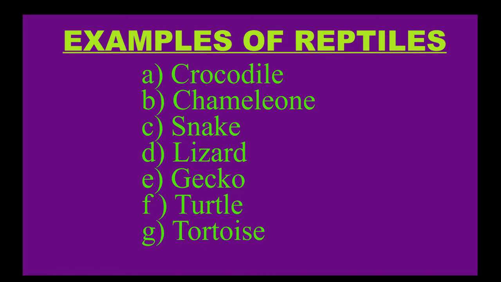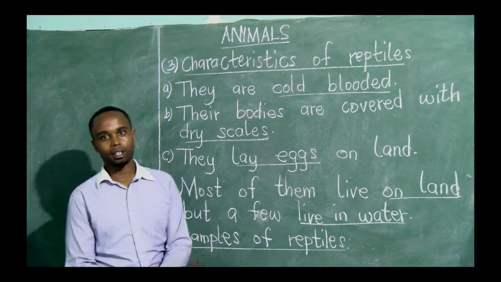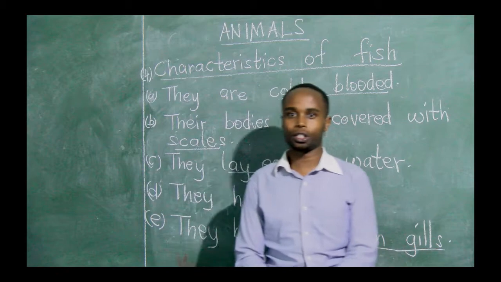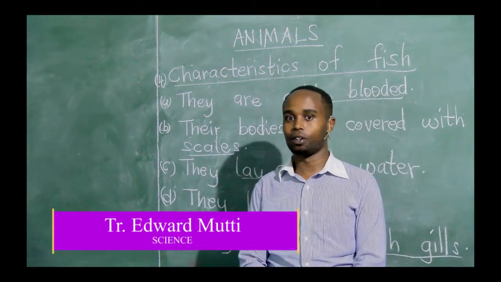Yes, examples. Yes, we have said we have snakes, we have tortoise, we have turtle, have a gecko, we have a chameleon, and we have a lizard. Good. So from there, I want us to move on to number 4. That is fish. Look at the characteristics of fish. And after this, I know you'll be able to give me some examples.